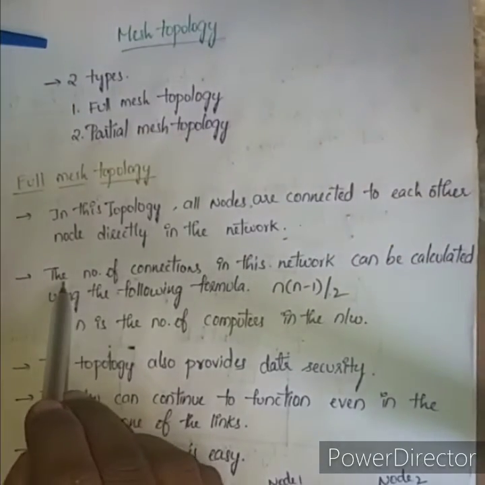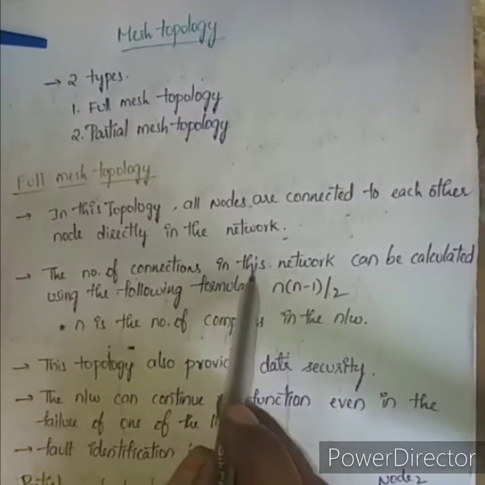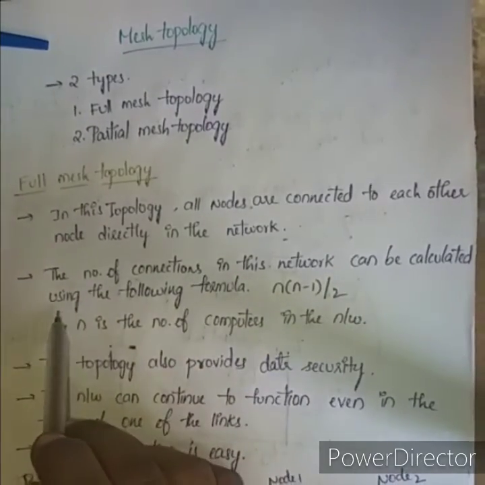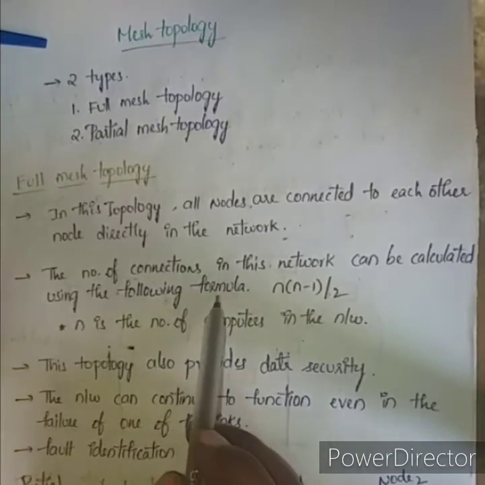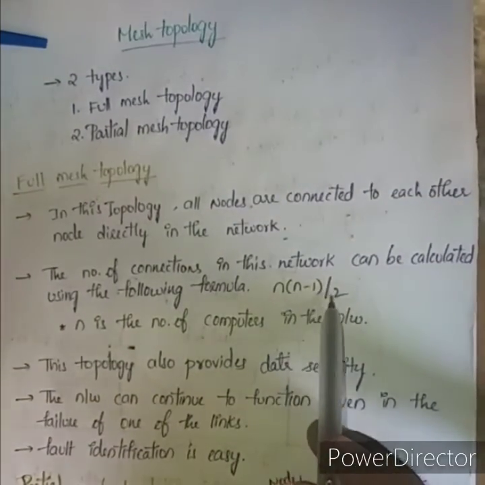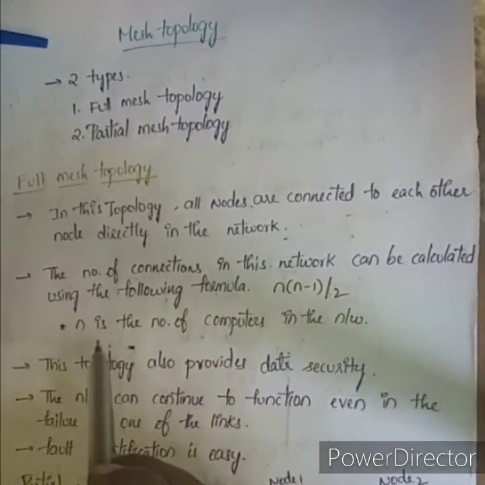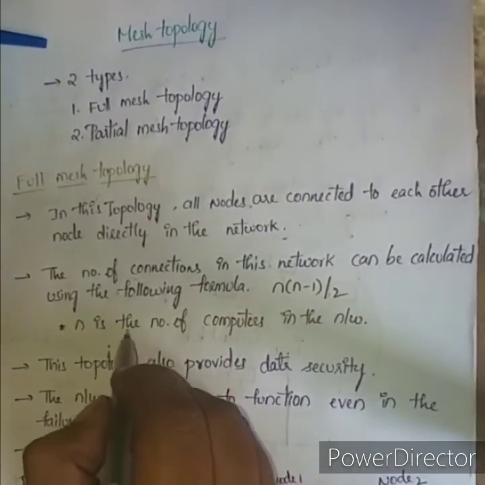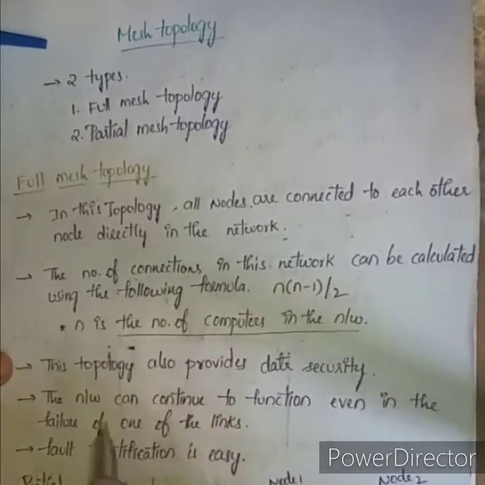In the full mesh topology, the number of connections in this network can be calculated using the following formula. The formula is n(n-1)/2. Here n is the number of computers in the network.